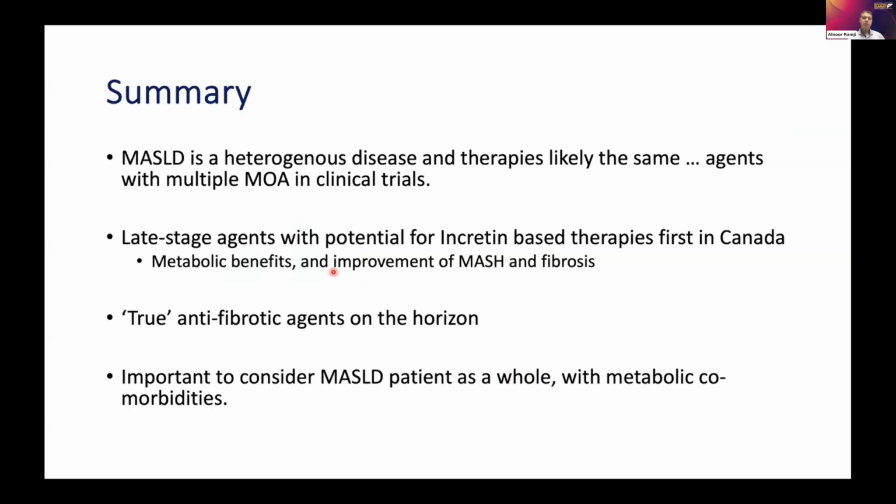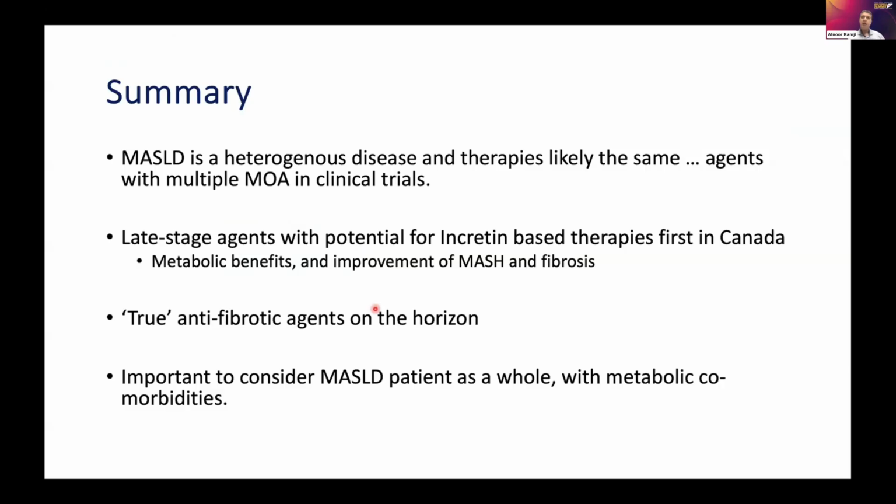So in summary, MASLD is a heterogeneous disease and likely we'll see therapies to be the same. There'll be the incretin therapies, which are very centered on the metabolic aspect. We have antifibrotic agents, and there's a lot of optimism. You're looking at the cirrhotic patient, even patients with portal hypertension, with some benefits. We're in late stages of development for a number of these assets. We're going to look forward to potentially combining them in clinic and in clinical trials. The true antifibrotic agents are truly just on the horizon, I think.